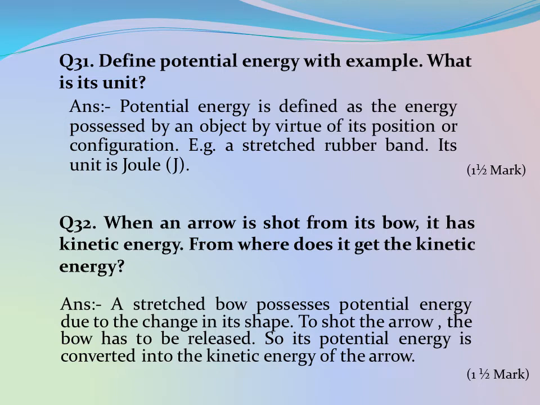Question number 32. When an arrow is shot from its bow, it has kinetic energy. From where does it get the kinetic energy? Answer: a stretched bow possesses potential energy due to the change in its shape. To shoot the arrow, the bow has to be released. So, its potential energy is converted into kinetic energy of the arrow.